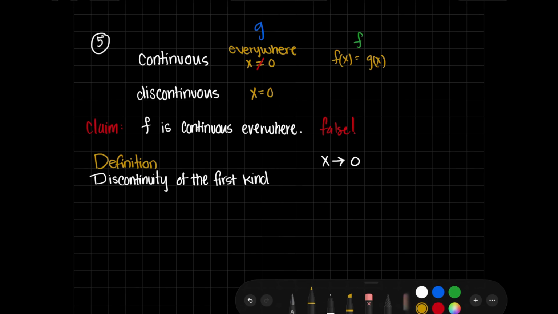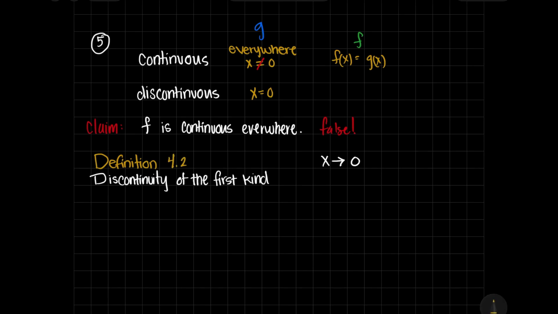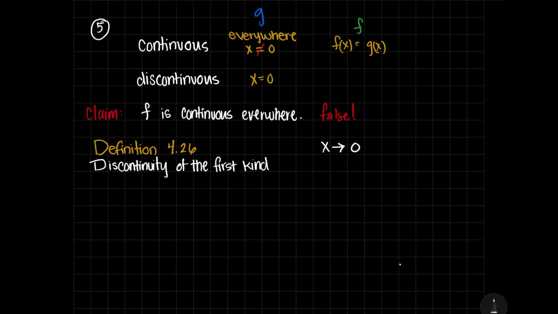Well, definition 4.26 tells us that discontinuity of the first kind occurs when one-sided limits exist at one point. While some believe this means the function can always be repaired into a continuous function, this is only true for removable cases, and not for jumps.